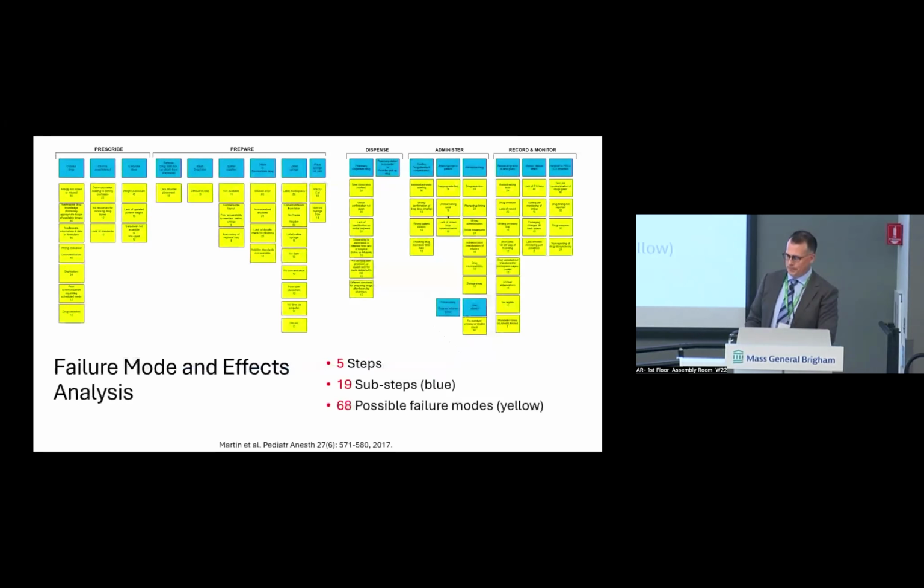So several years ago, a colleague of mine, Liz Martin, did a failure mode and effects analysis looking at the medication process in the OR. Many of you have seen this slide before. I know you can't read it, and that's kind of the point. This was really prospectively looking at what we do every day in the operating room. We identified 5 major steps in terms of getting a medication from vial to patient, 19 sub-steps, and 68 possible failure modes. So that again speaks to this idea that what we do is much too complicated, and really what we need to do is come up with ways to simplify it in order to make it safer, not necessarily add things on top of this.